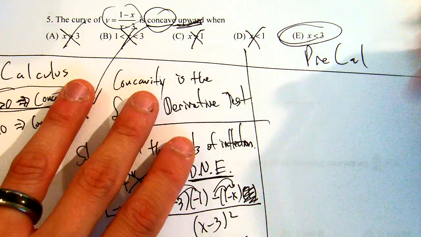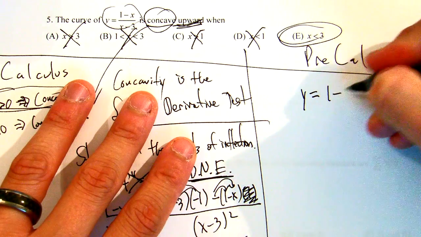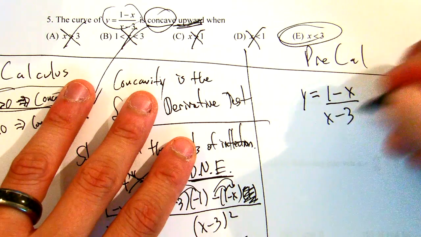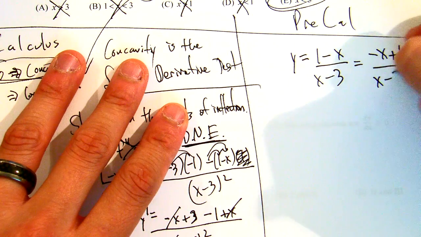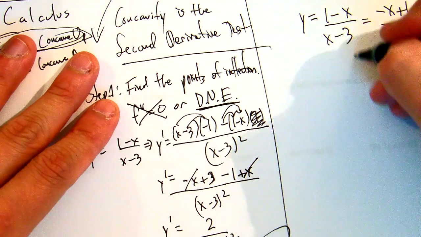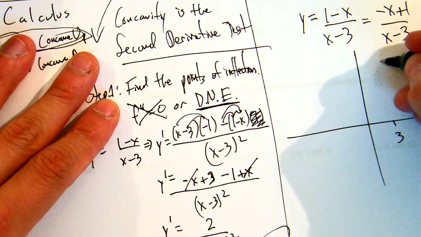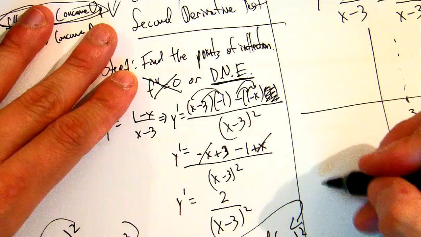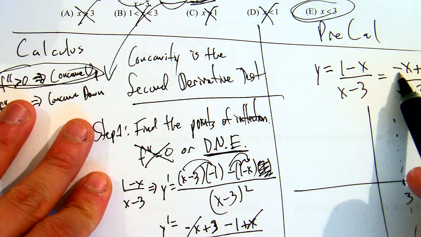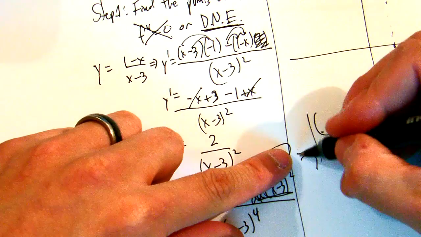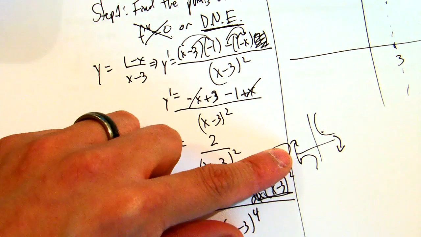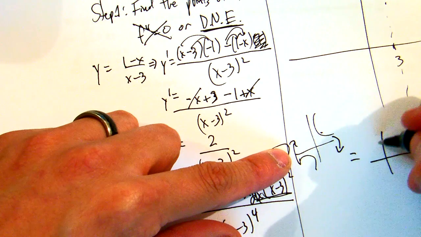Now we can do it very quickly with pre-cal, if we remember our graph. If we remember this graph here is this one, right? If you rewrite this to look like this, you know you have a VA at x equals 3. And you know it's going to look something like this, right? Now, if we remember from last year, what does a negative do? It reflects it over the x-axis. So if I flip this, you're going to flip this one around.